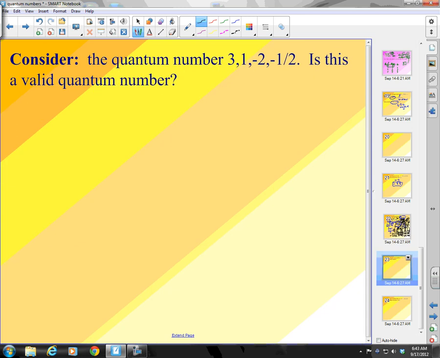Quantum number 3, 1, minus 2, negative 1 half. Okay, here we go. I'll give you a few seconds to do this. Pause me, and when you're done, let's do this together. All right, here we go.